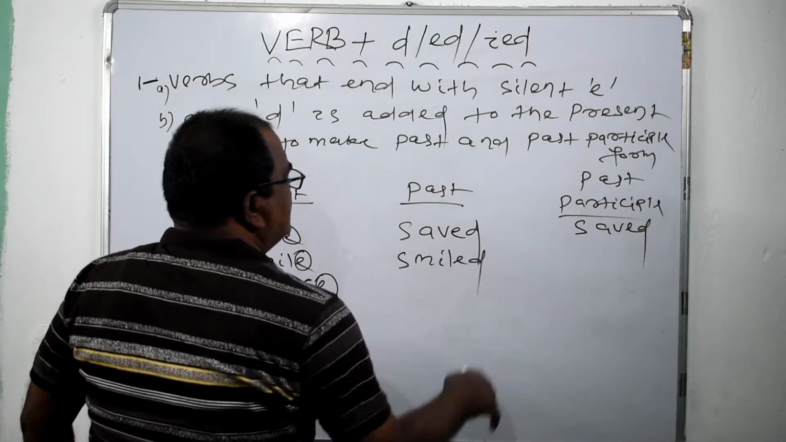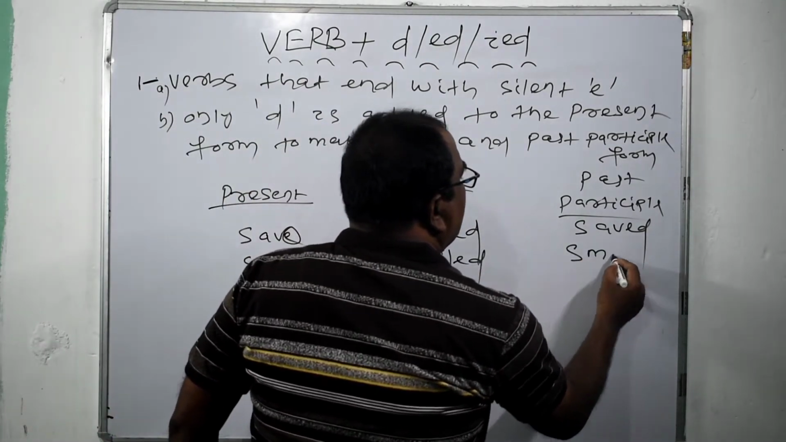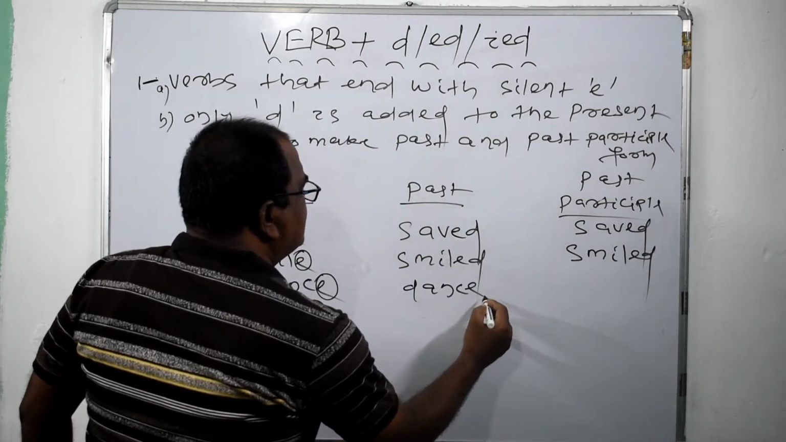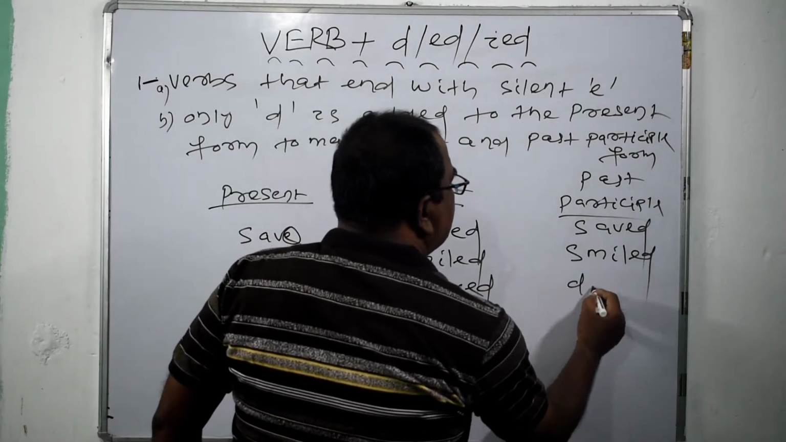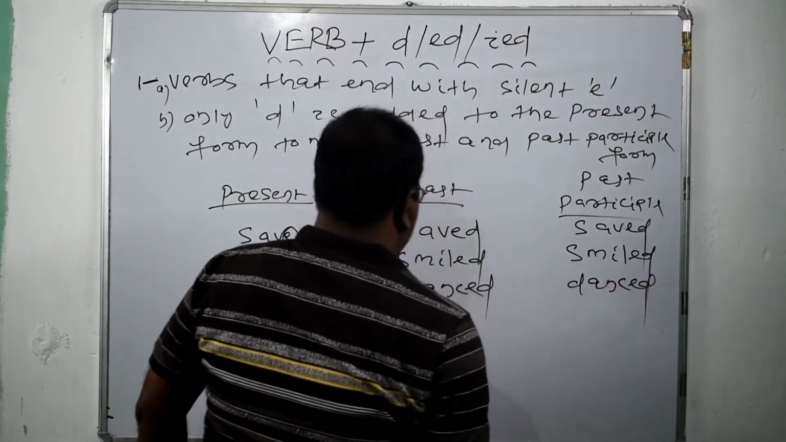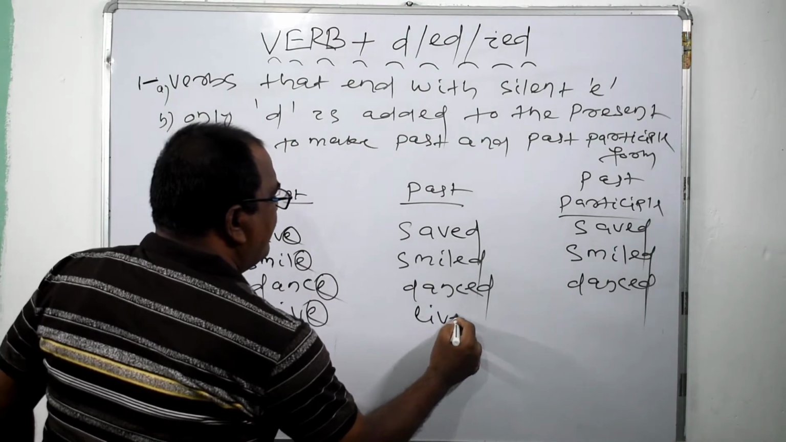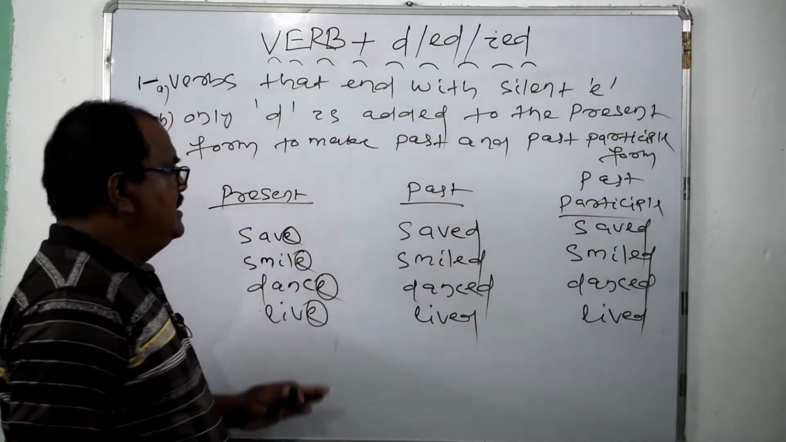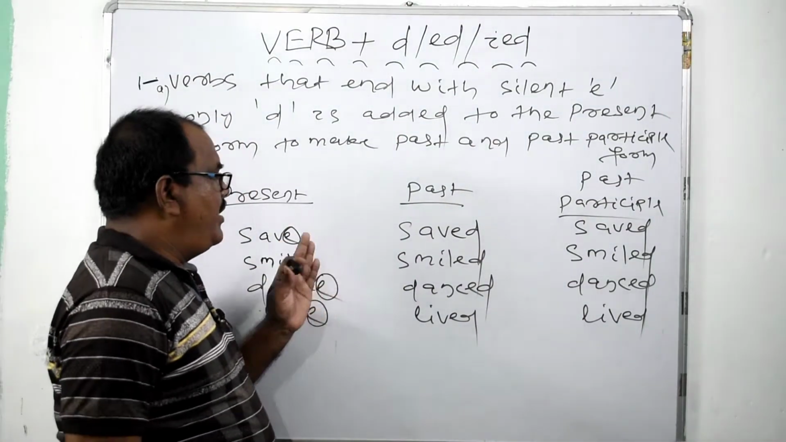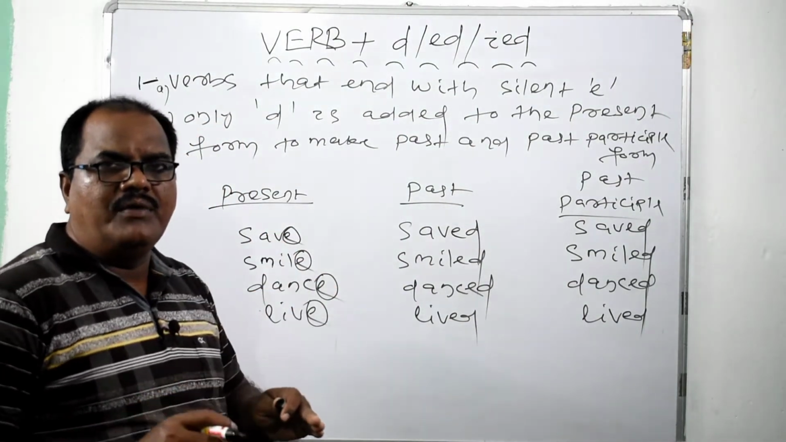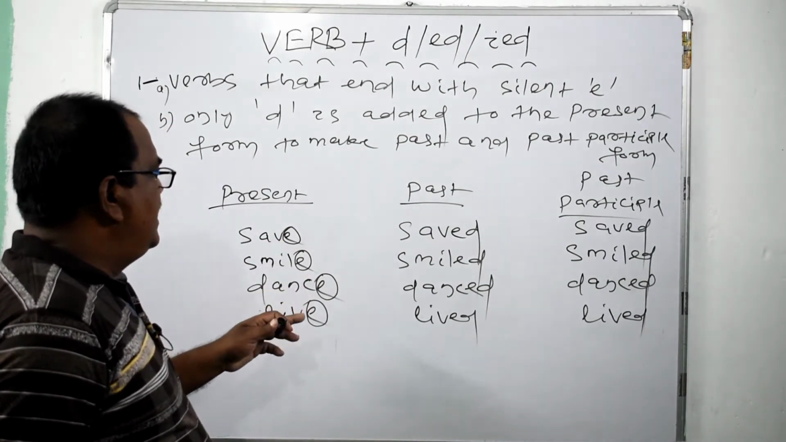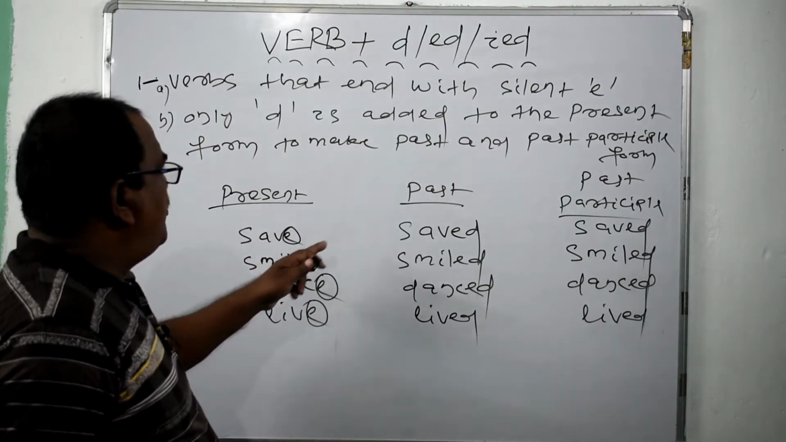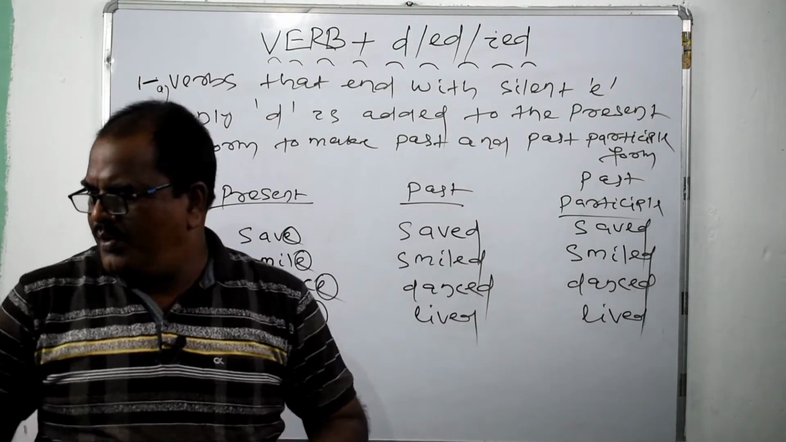Smile, smiled, smiled. Dance, danced, danced. Live, lived, lived. This is the formula: when the verbs end with silent e, only d is added to make their past and past participle forms.